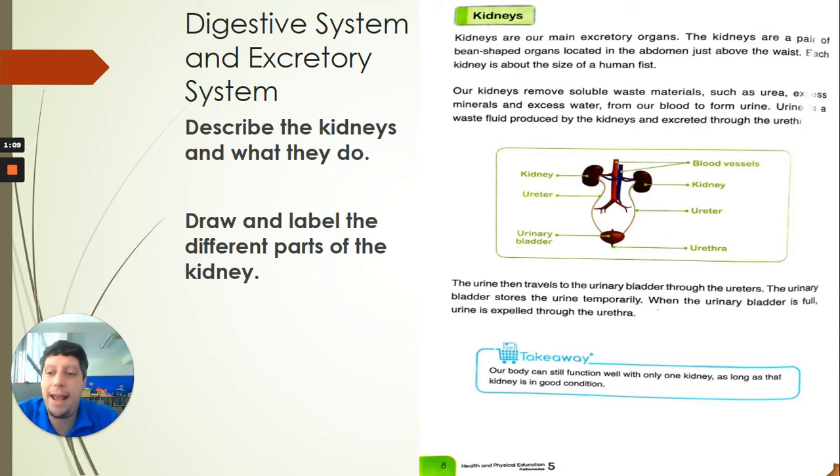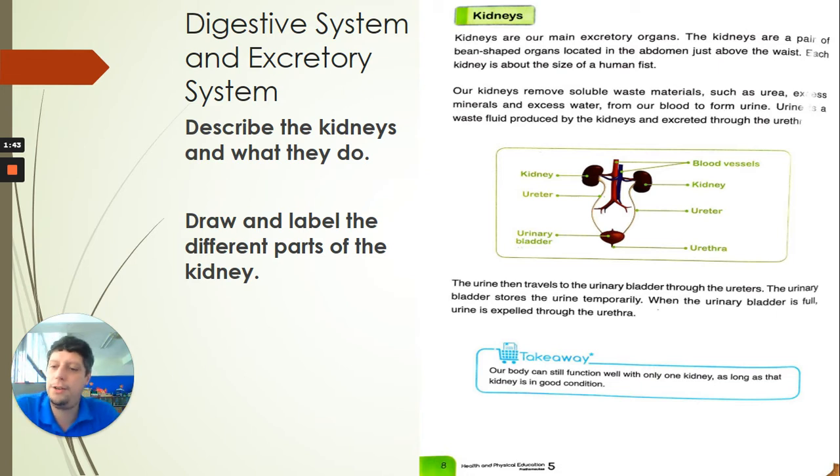Kidneys are our main excretory organ. The kidneys are a pair of bean-shaped organs located in the abdomen, just above the waist. Each kidney is about the size of a human fist. Okay, so if you do this with your hand, that is the size of one of your kidneys. So if you do this, two hands, put them together, each of these is about the size of each kidney that you have inside your body, okay?